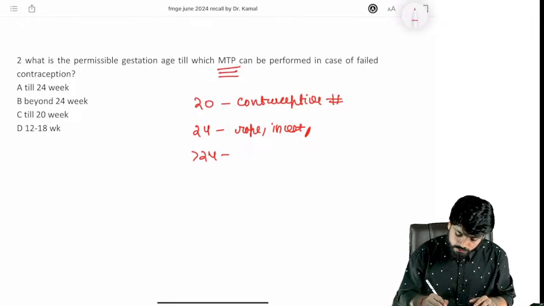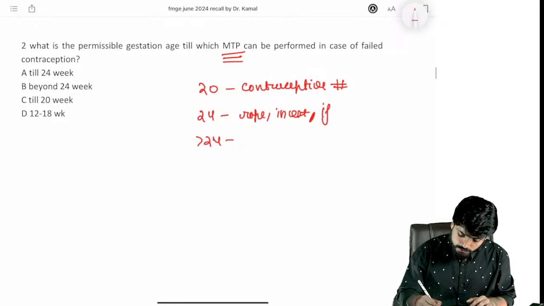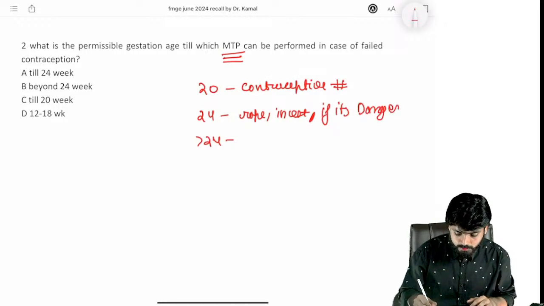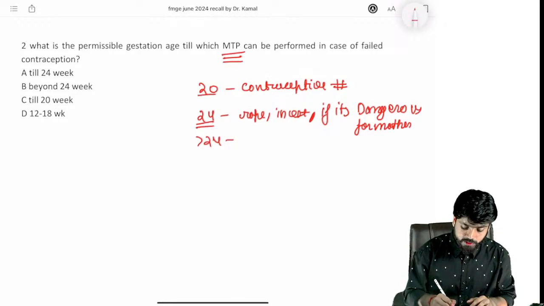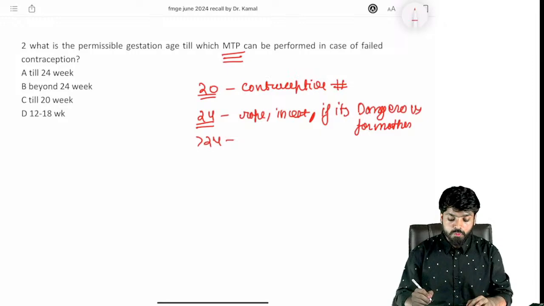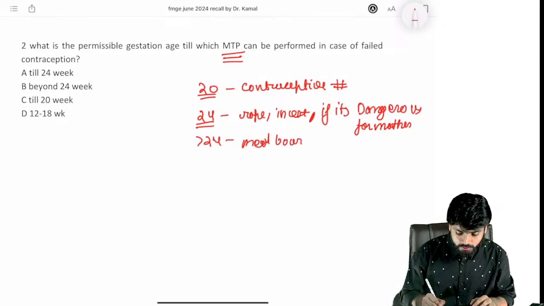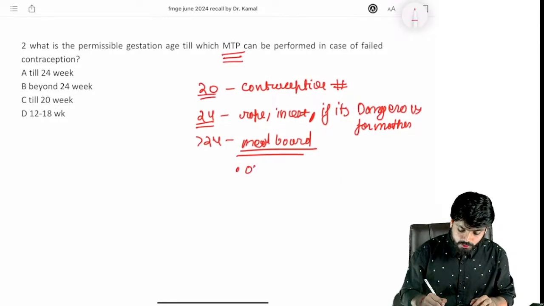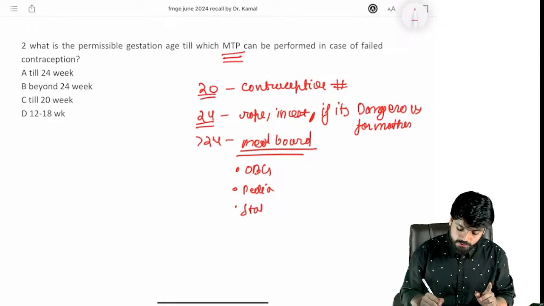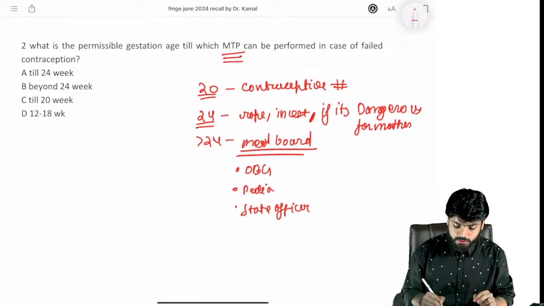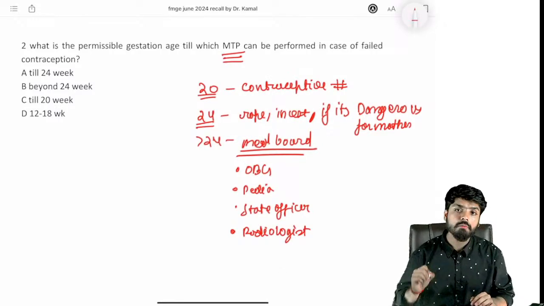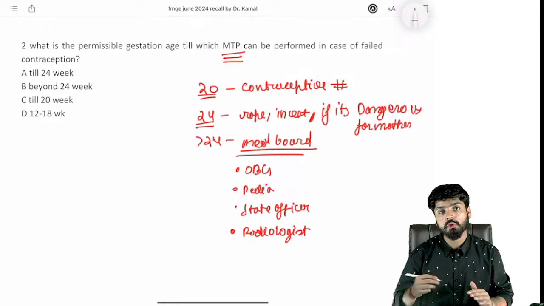And if it's dangerous for mother. So these are the specific reasons. Till 24 week we can conduct a MTP. What happens in case of more than 24 weeks? First of all, we need a medical board. We need a medical board with OBG, with pediatrics, with one state gazette officer, and one radiologist. We need these four.